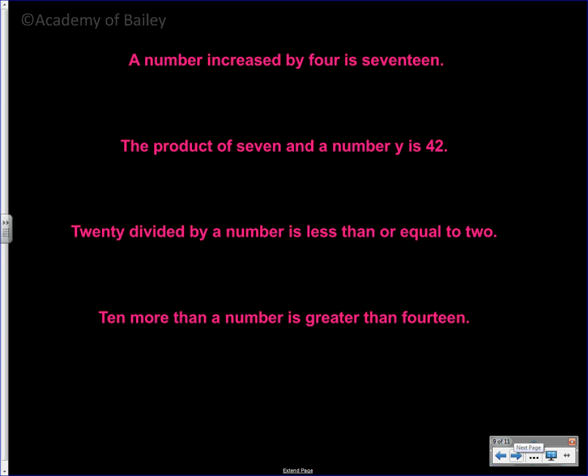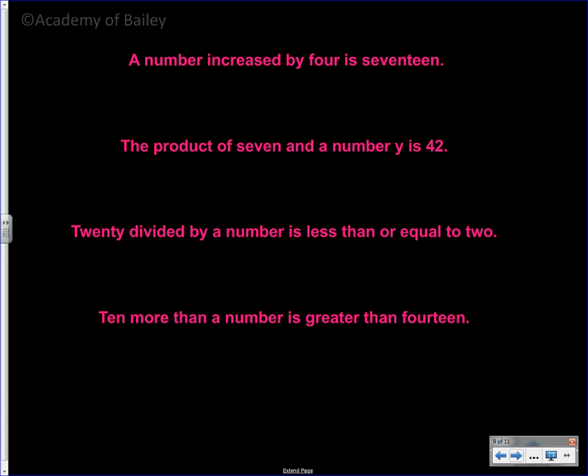Let's look here. This says a number increased by 4 is 17. I want you to go ahead and try to write these out. And you notice these have is, so that means you're going to have an equal sign or an inequality. Go ahead and write these out and play the video when you get them finished.